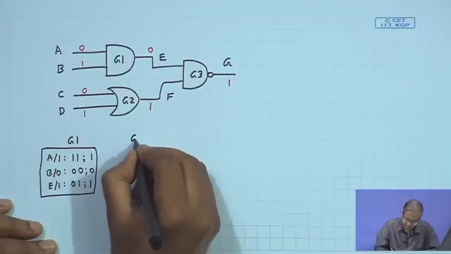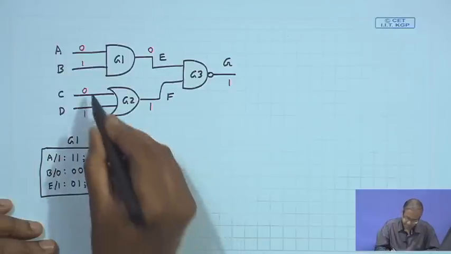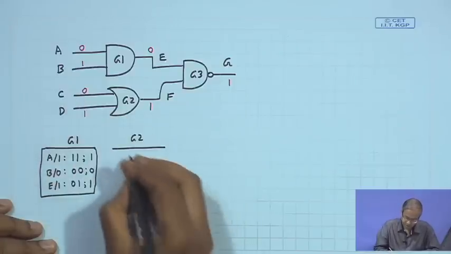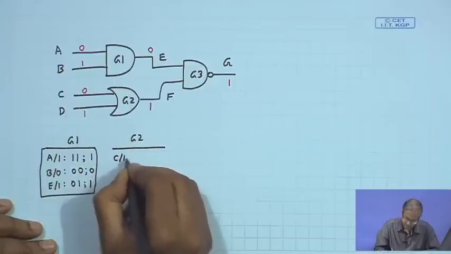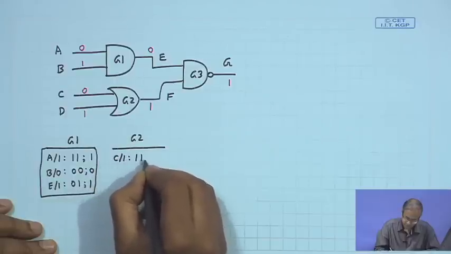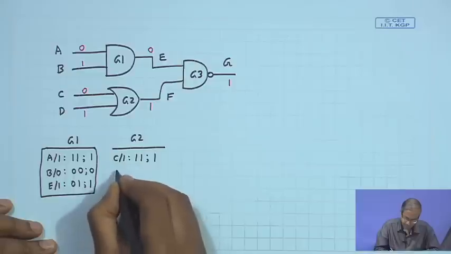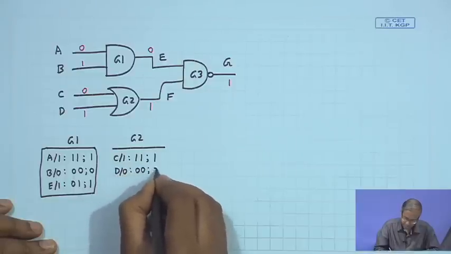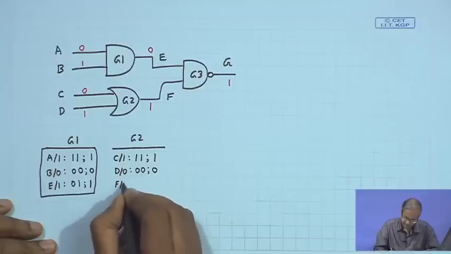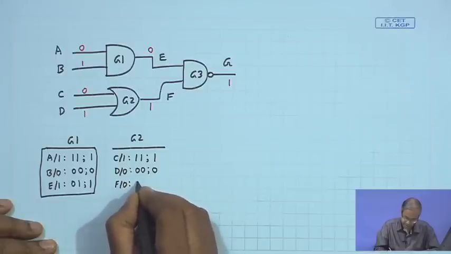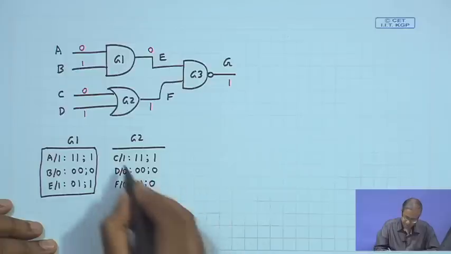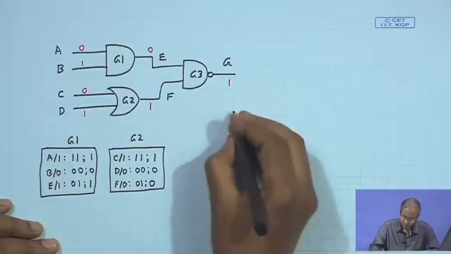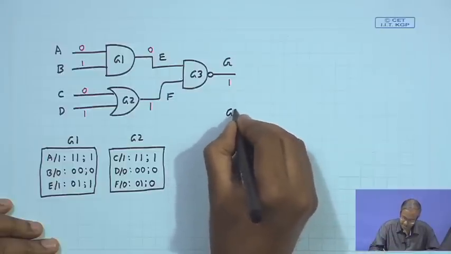Similarly, the fault list for gate G2 will be like this. It is 0 1 1, this is an OR gate. So, there can be a fault on line C, C is stuck at 1. So, it will be 1 1, no change in the output. D is stuck at 0, 0 0, output will become 0, or F stuck at 0, input is 0 1, but the output is 0, right.